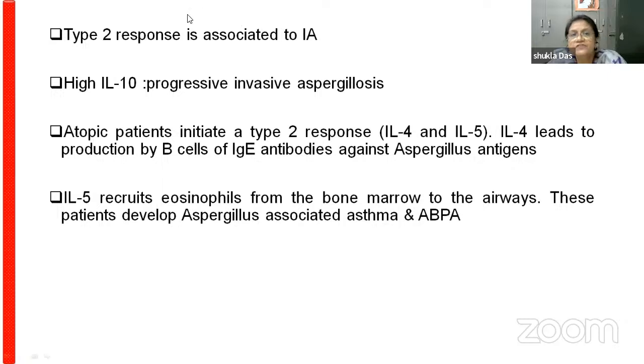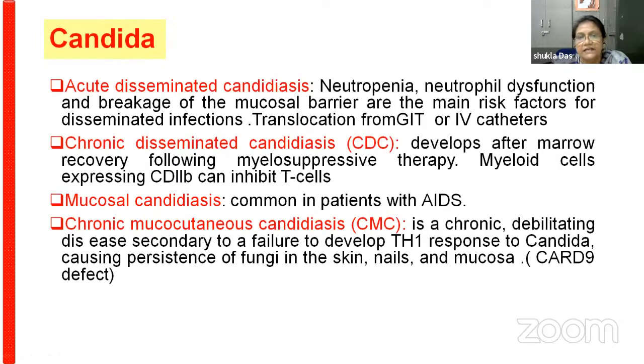With a Th2, if there is an anti-inflammatory response, there is no one to defend, and it will cause invasive aspergillosis. High IL-10 is a signature, a sign for progressive invasive aspergillosis, and even allergic bronchopulmonary aspergillosis if there is a high IgE and interleukin 10.